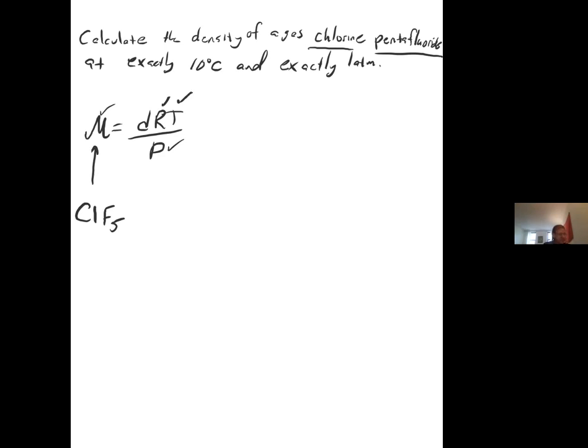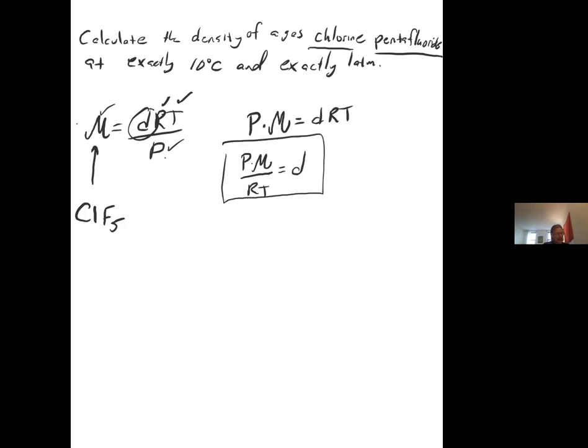So let me rearrange the equation. We want density, so I'm going to multiply both sides by P. Right? So now you have pressure times molar mass equals dRT. Now, again, we want d, so we're going to divide both sides by RT. And there you go. So it's just a matter of putting in pressure times molar mass divided by RT. That will give you the density.